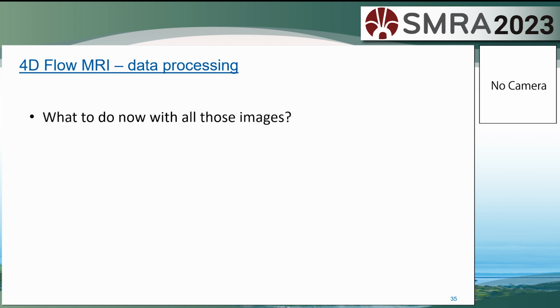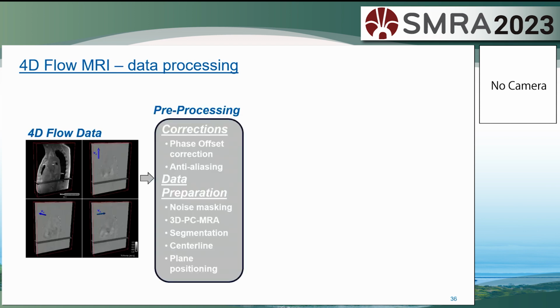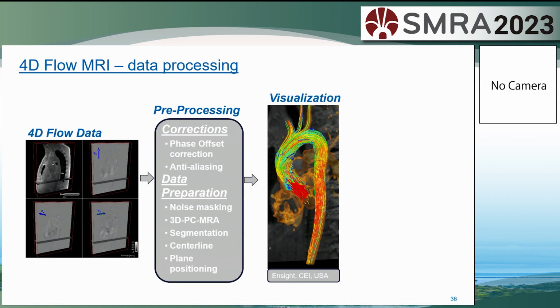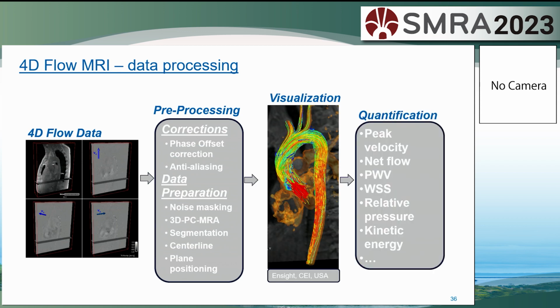So what do we do now with all these images? This was a major part in 4D flow MRI: to develop all of these quantitative parameters and how to derive them. The first thing, of course, we have to do is the pre-processing. As I said, there are a lot of error sources. We can do the visualization and then the quantification.